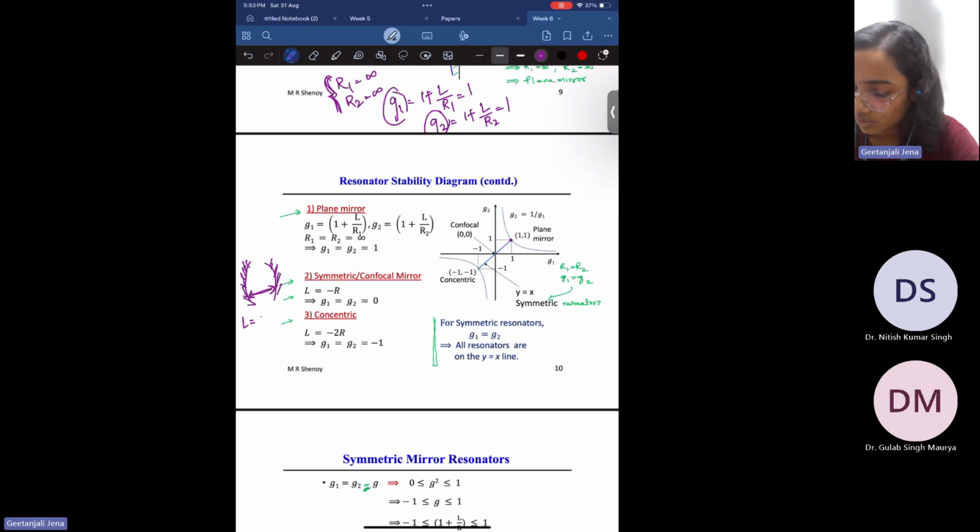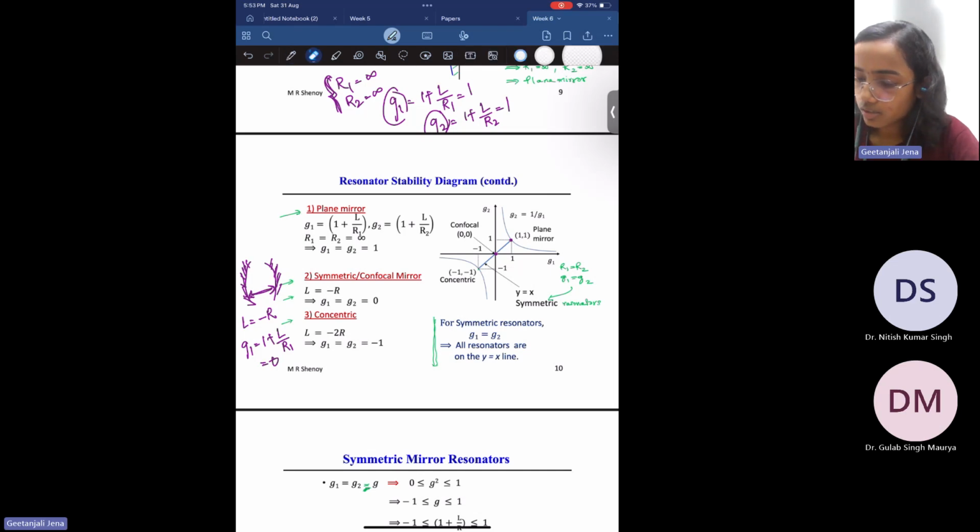This is equal to, if you write in terms of sign, minus of R, right? So that means if you find G1 is 1 plus L by R1, it will be 0, and G2 will also be 0. That means the origin defines a setup where we have a resonator which consists of two symmetric convex confocal mirrors.